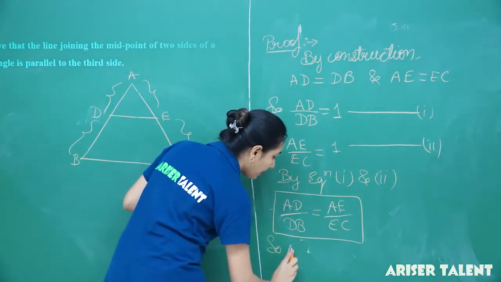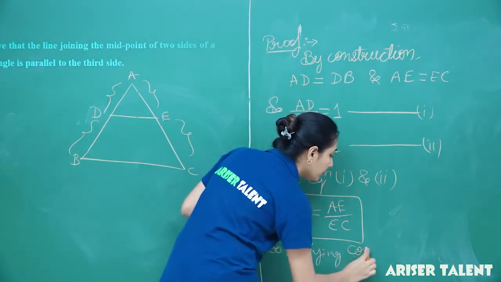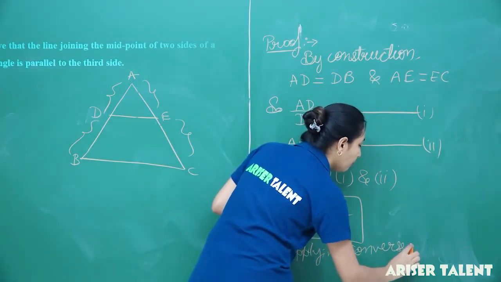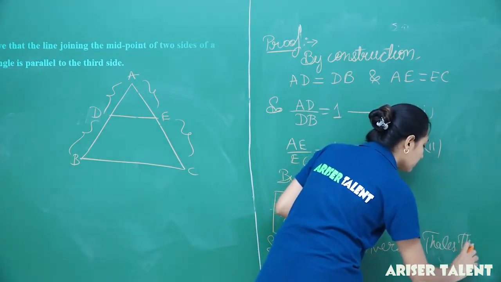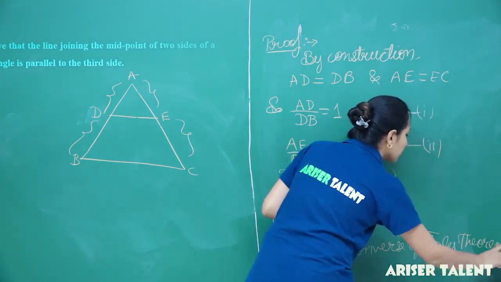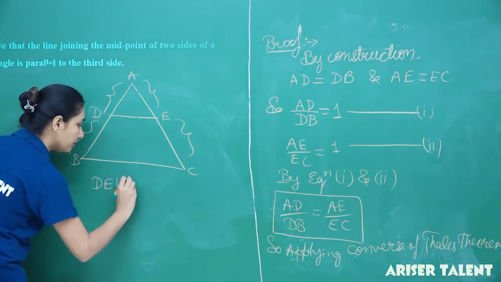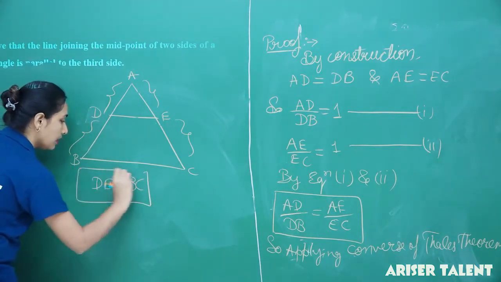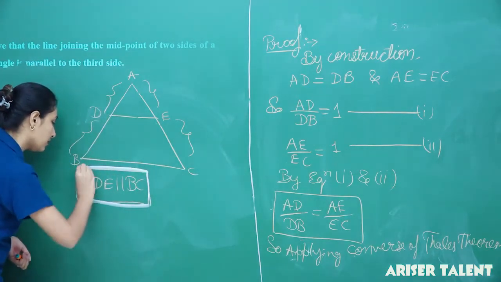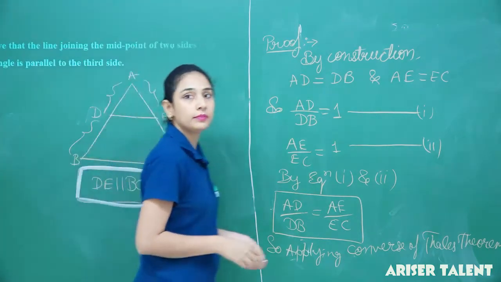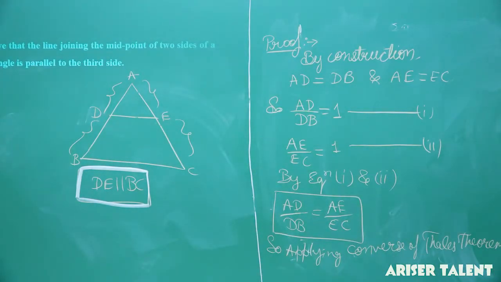So, applying the converse of Thales theorem, DE is parallel to BC, and this is the one thing we have to prove. So, it is proven again. Note this, students.